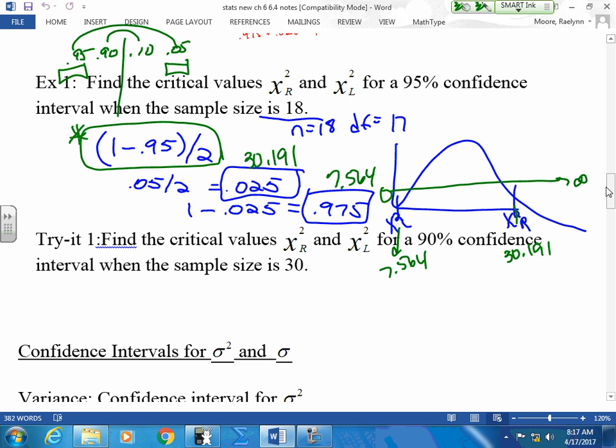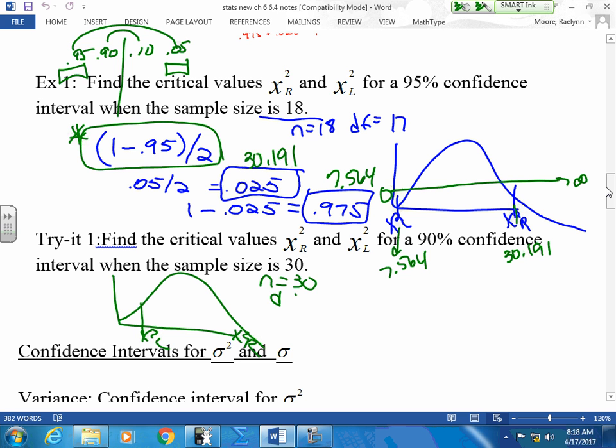Okay, so I don't want you to worry about their formulas. So let's find another one. I need to find my critical values. Again, I'm coming from the left and the right. Okay, so I have a 90% confidence interval when my sample size is 30.